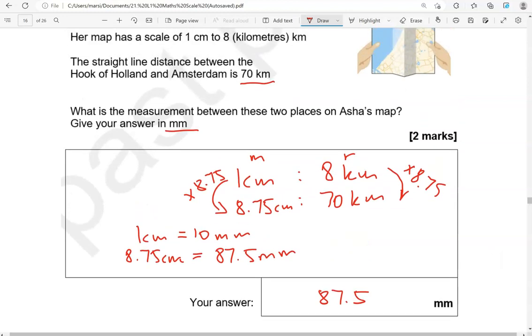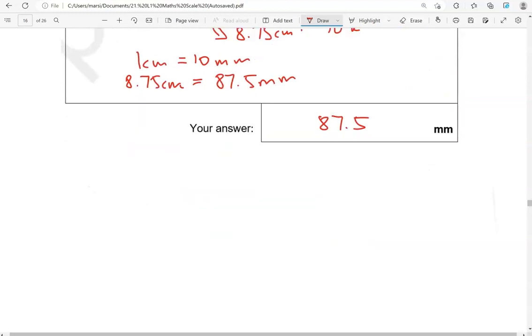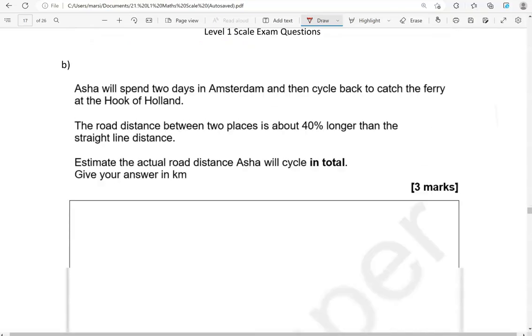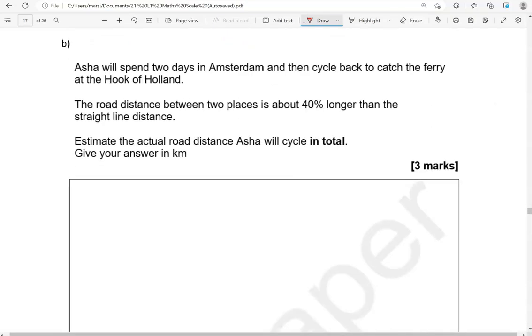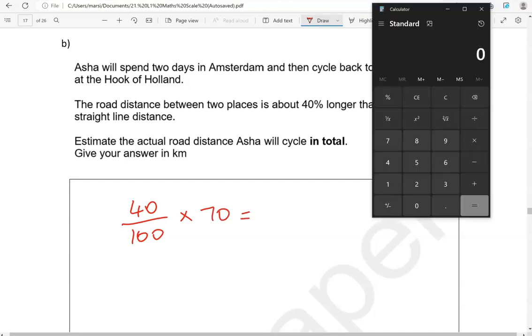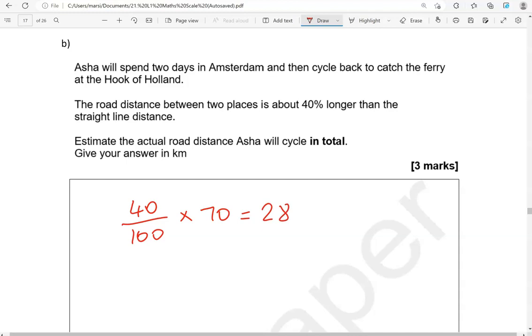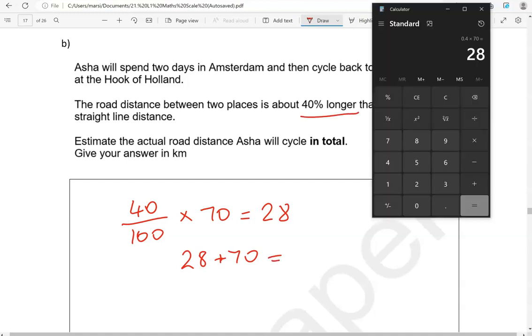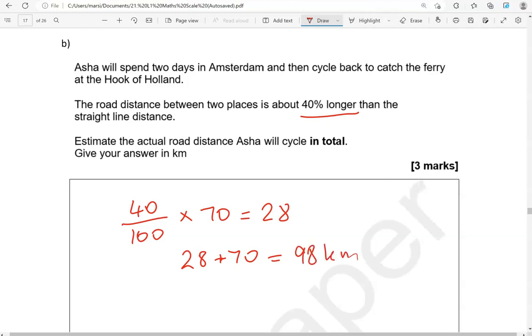So the straight line distance was 70 kilometers. We're going to work out 40% of 70. So 40 divided by 100 times 70 gives us 28. So we can add 28 kilometers now to 70 because it's 40% longer, which is 98 kilometers.